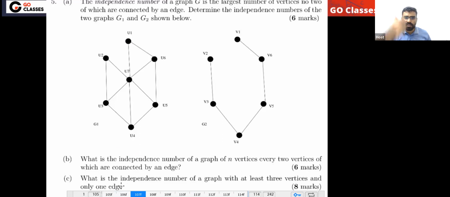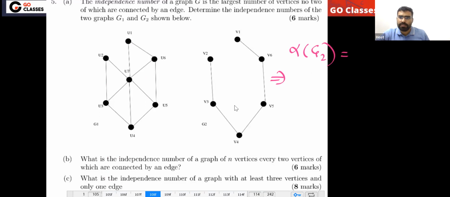Before going, can we try to solve this question? We have to find the independence number for G1 and G2. First, for G2, what is the independence number?